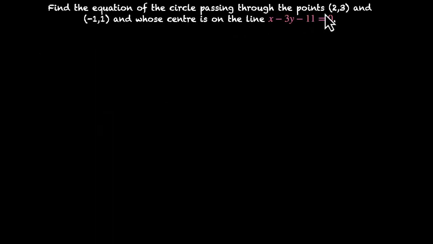Let's try another one. Find the equation of the circle passing through the points (2, 3) and (-1, 1) and whose center is on the line x - 3y - 11 = 0. Pause the video. Try this out.